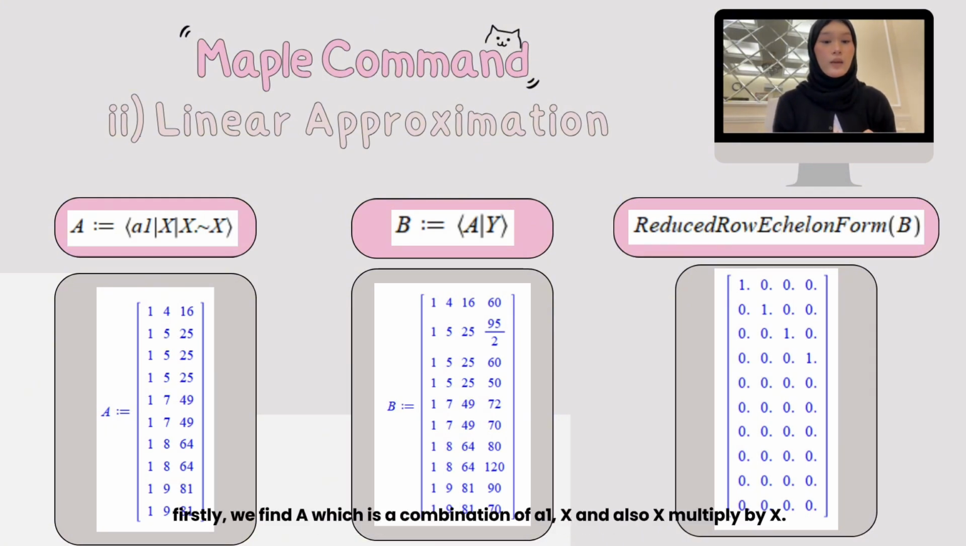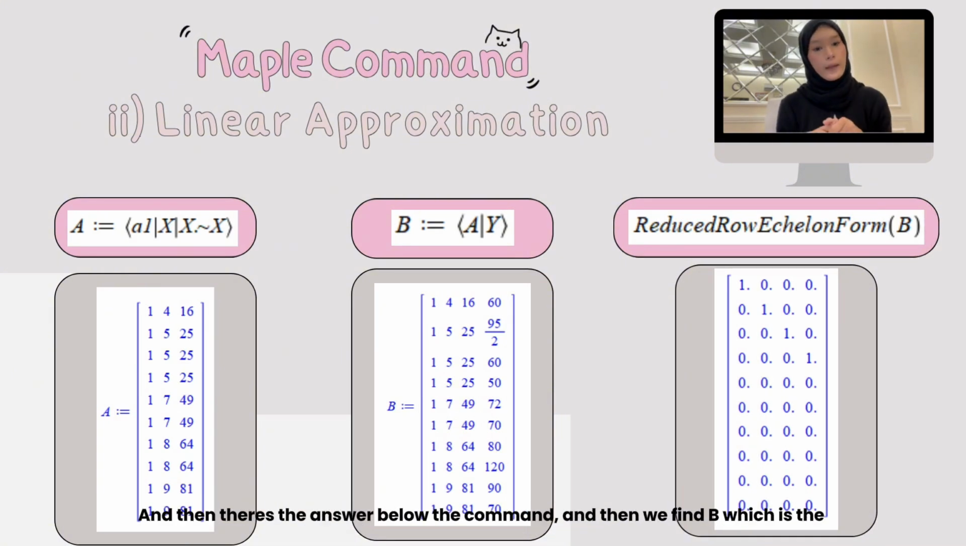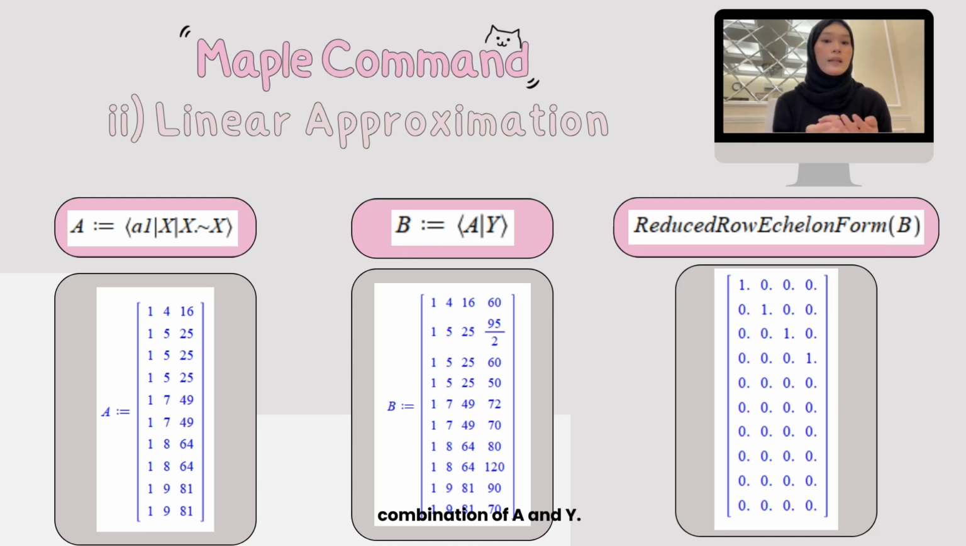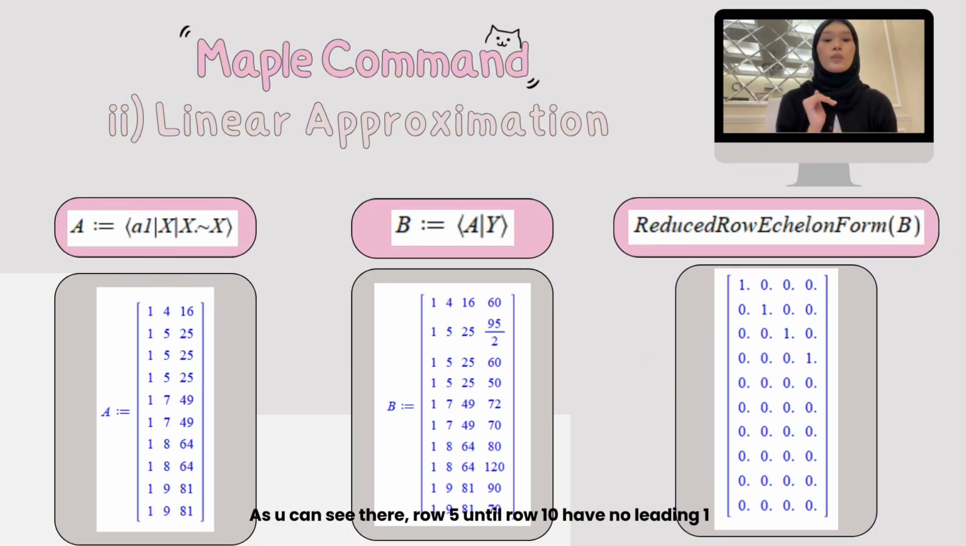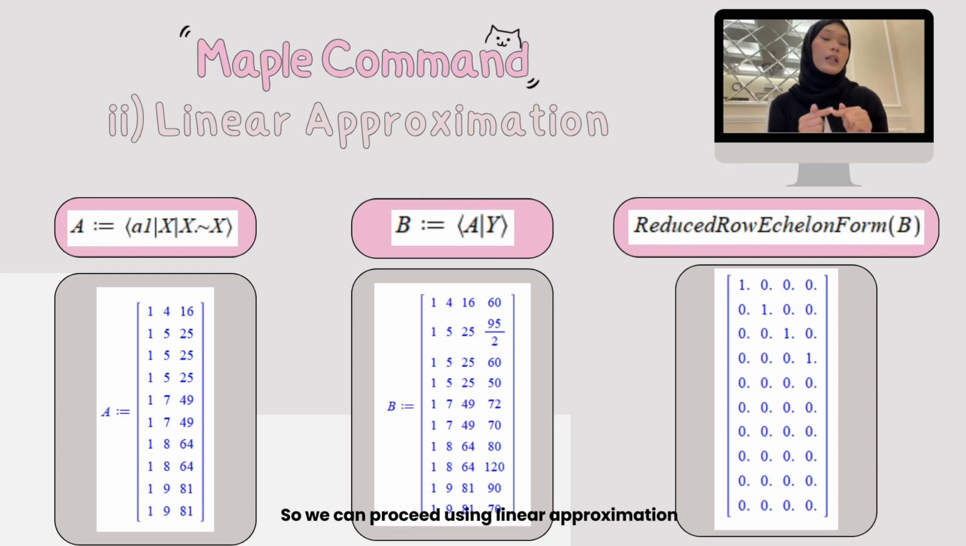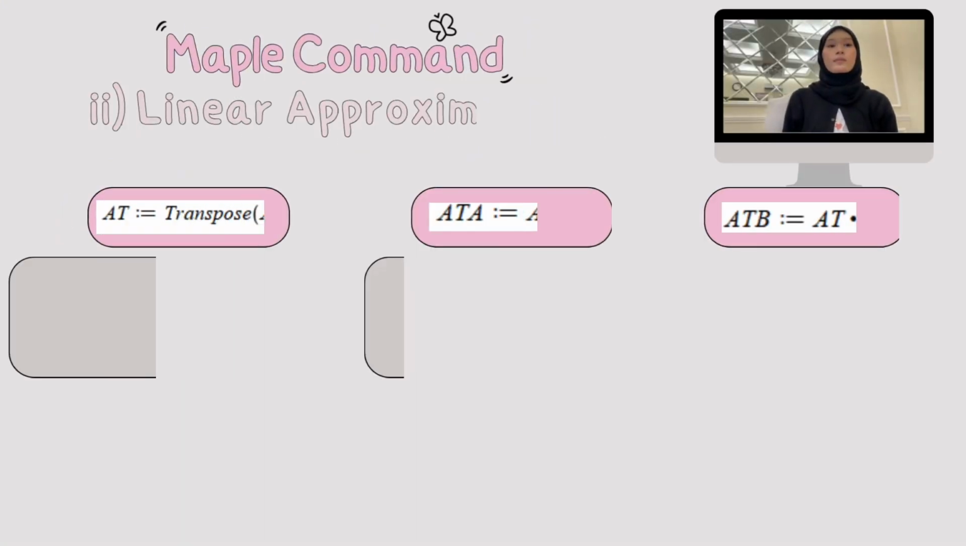Firstly, we find a, which is a combination of a1, x, and also x multiplied by x, and then we dash the answer below the command. And then we find b, which is the combination of a and y, and then we reduce b using reduced row echelon form, and we get the answer as below. As you can see there, row 5 until row 10 have no leading one, so we can conclude that this system is inconsistent. So we can proceed using linear approximation.